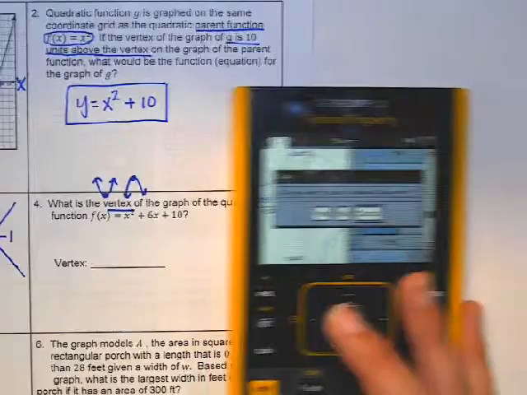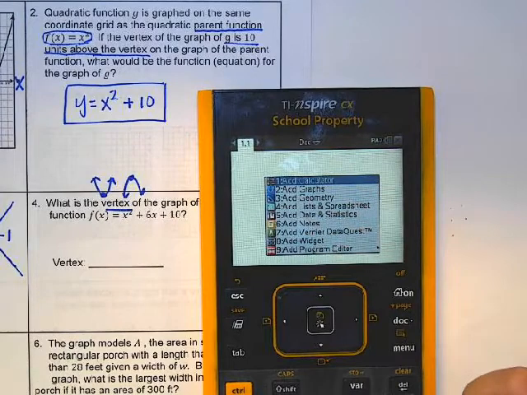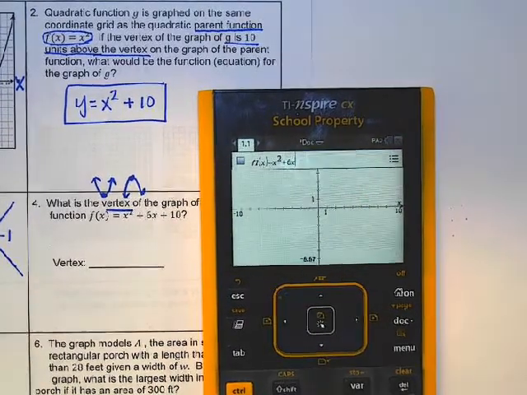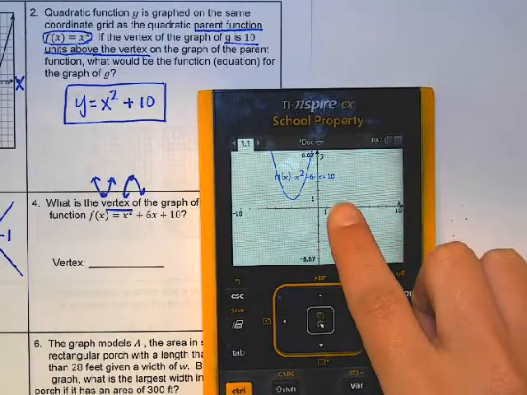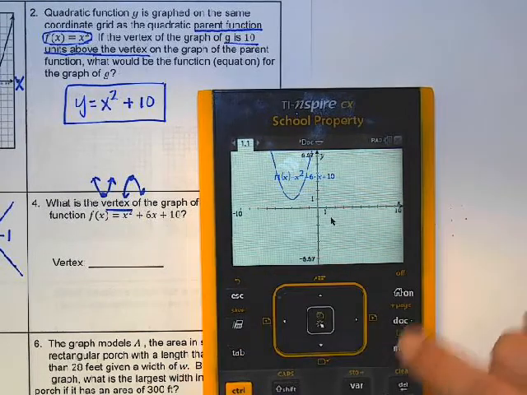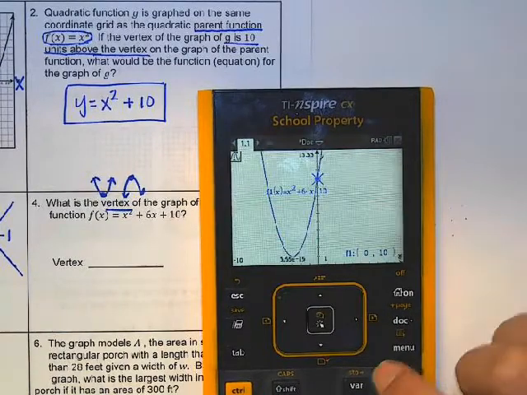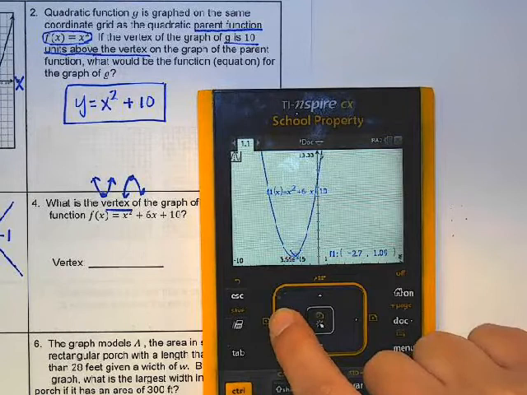So I'm going to go to my calculator, go to the graph, and I'm going to graph x squared plus 6x plus 10. Okay. To get my vertex, I'm going to hit trace, menu, 5, 1. It starts at the y-intercept, but I want the vertex. I'm going to go to the lowest point.